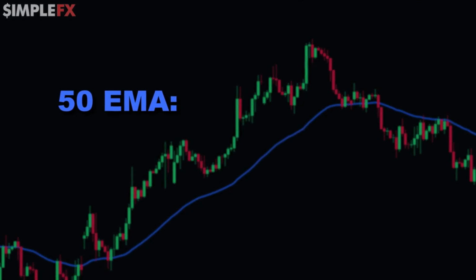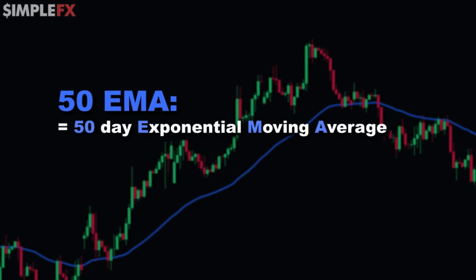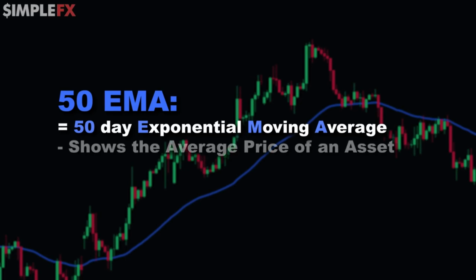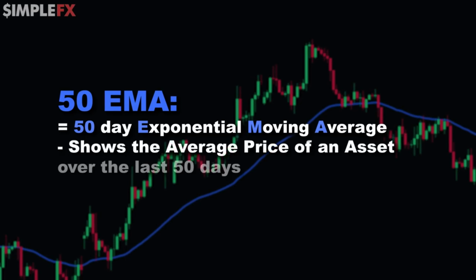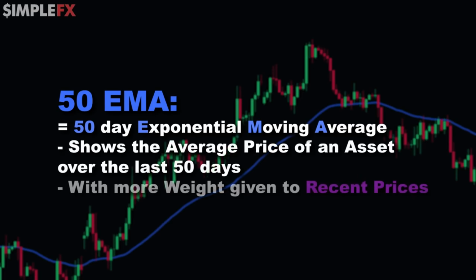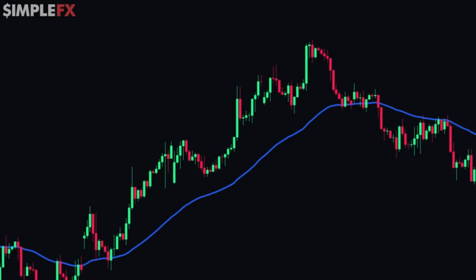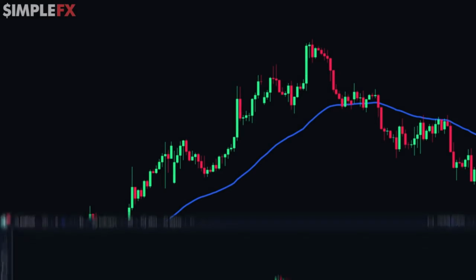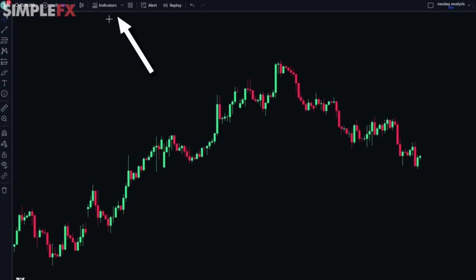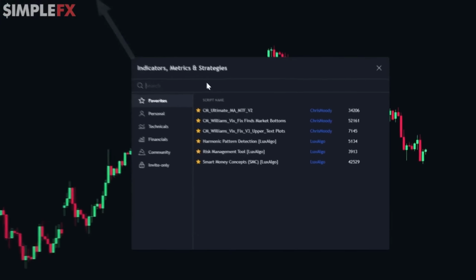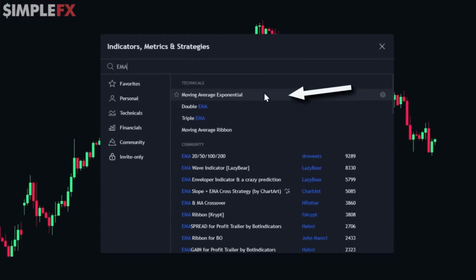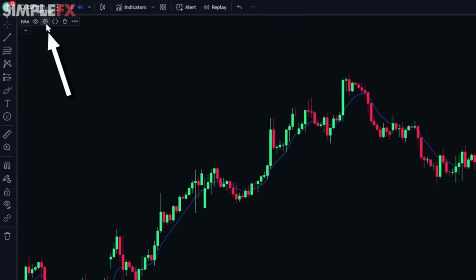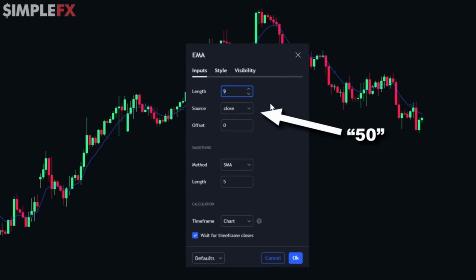The 50-EMA is the 50-day exponential moving average. It is a line on a chart that shows an average price over the last 50 days, but with more weight given to recent prices. To apply this strategy, all we need to have on the screen is just a price chart and the 50-EMA. To do that, pick the chart you want to analyze and click Indicators. Here we look for EMA. We open it and go to Settings and set it to 50.